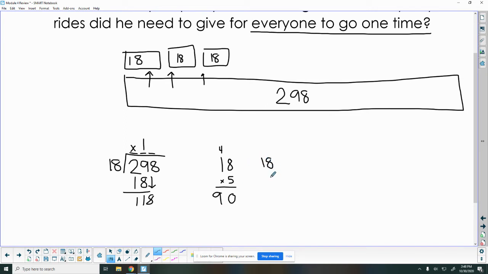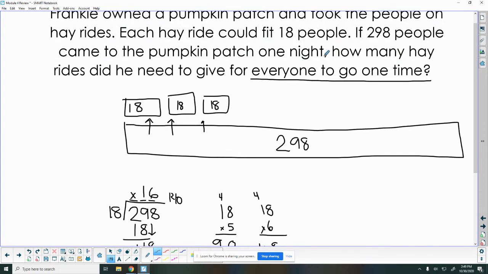So I'm going to just try one more here. So there's 48, 6, 7, 8, 9, 10. So there's only 8 or 10 more here, so I know I can't go bigger. So here's my 6. 6 times 18 is 108. And then I have 10 left over. So remainder 10. So let's go back and look at our question.